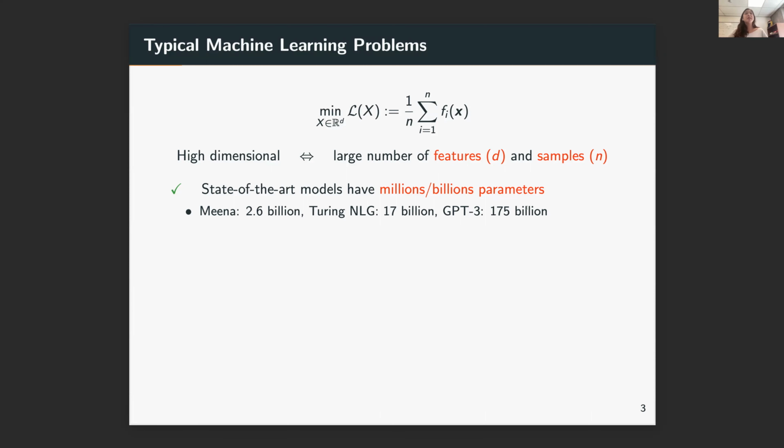What I'm going to say is that many machine learning problems are high dimensional. What I mean by this is that they have a lot of features and also samples. Just to give you a perspective, this is now very out of date because this is ChatGPT 3. In those models, it has about 175 billion parameters. So that's your D. Okay, so it's pretty big.